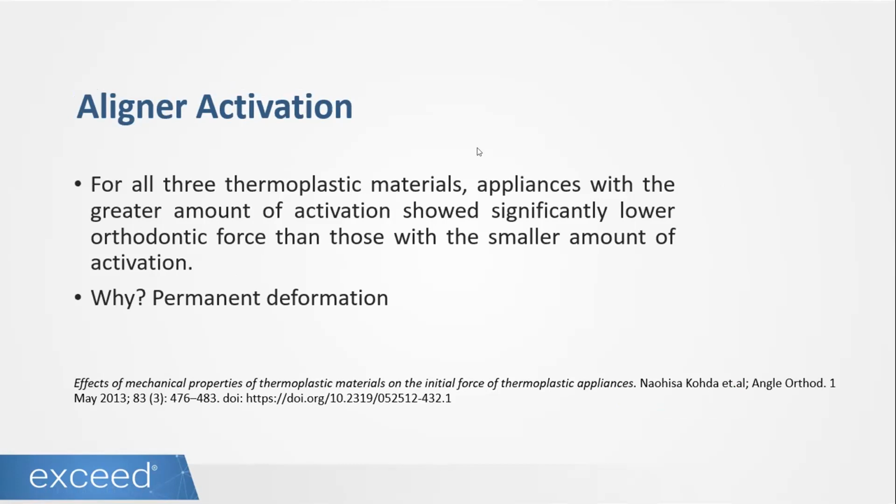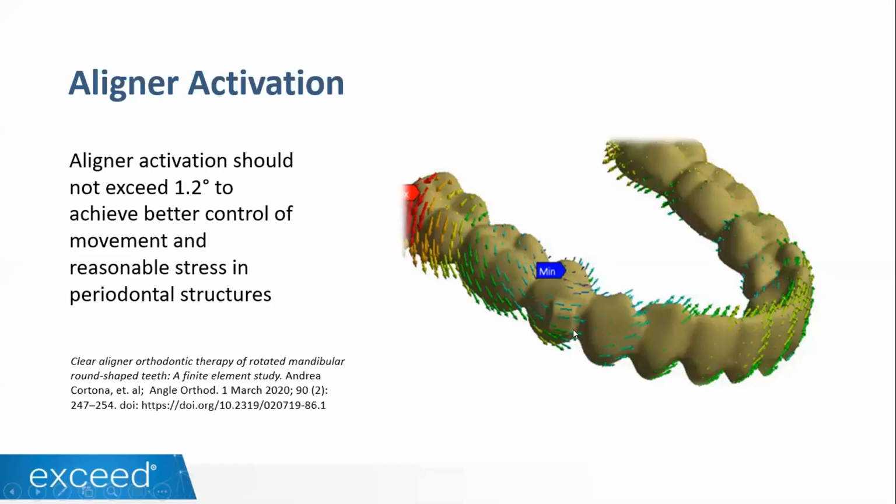And this study is just the same. This is by Andrea Cortona, they did three different types of rotations on the premolars, and they saw that the rotation that was the most predictable was the one that was not exceeding 1.2 degrees. So slower movements sometimes are going to be more predictable, and more predictability will reduce our refinements at the end. So I prefer to have 5-6 extra aligners in my initial therapy to actually go in the end and scan the patient again and send refinements. For me, it's more time efficient.